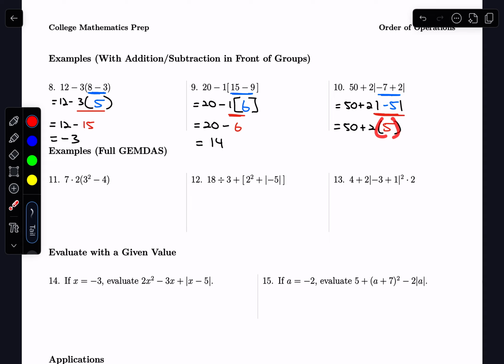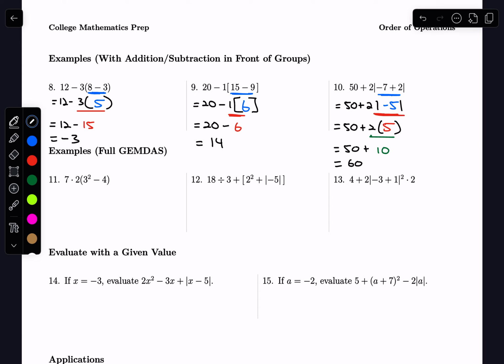So these parentheses here make it clear that I need to multiply right now. And we do the multiplication before the addition. So I'm going to do 2 times 5, which is 10 first. And then now addition and subtraction always come last. 50 plus 10 gives me 60.